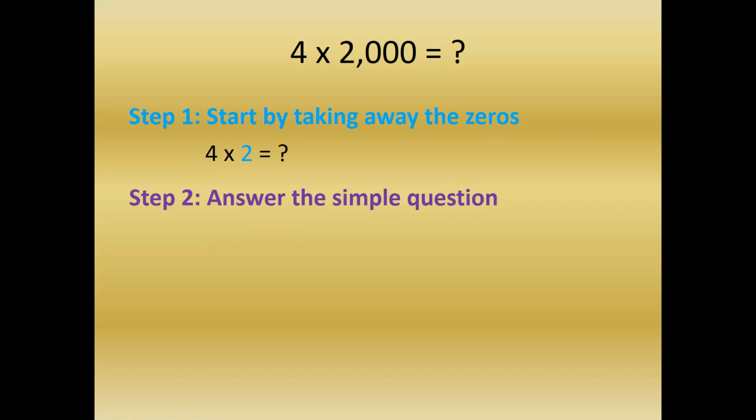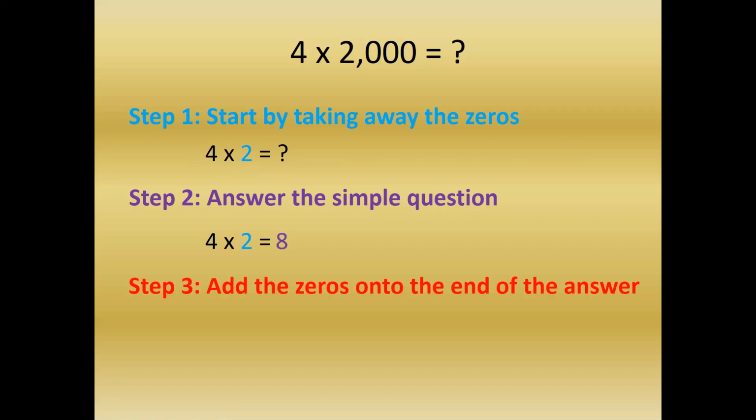And then step number 2, we're going to answer the simple question. So we have 4 times 2 is equal to what? Think about that for a second. 4 times 2 is equal to 8. Good job. And now we have step number 3.